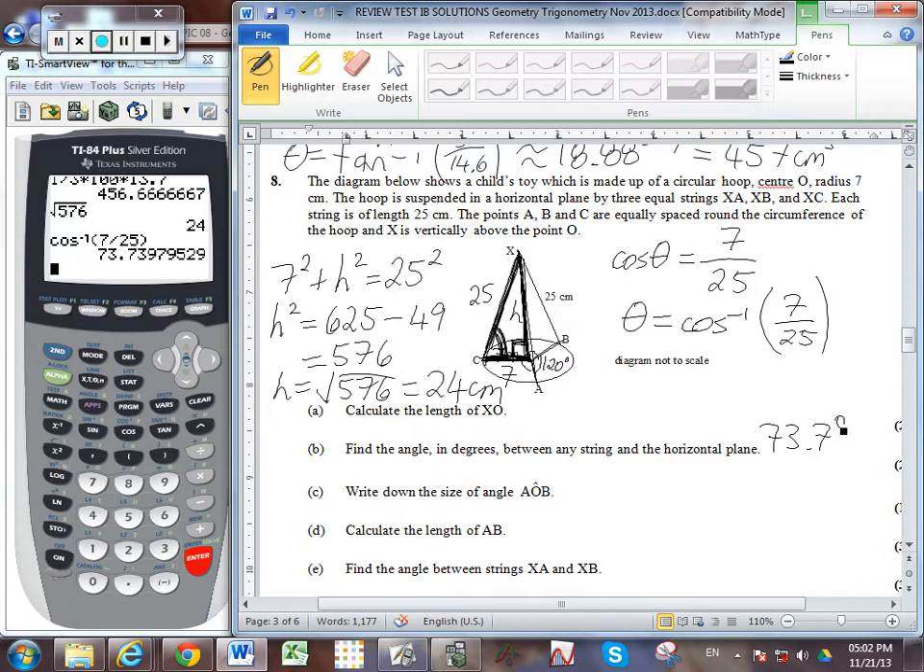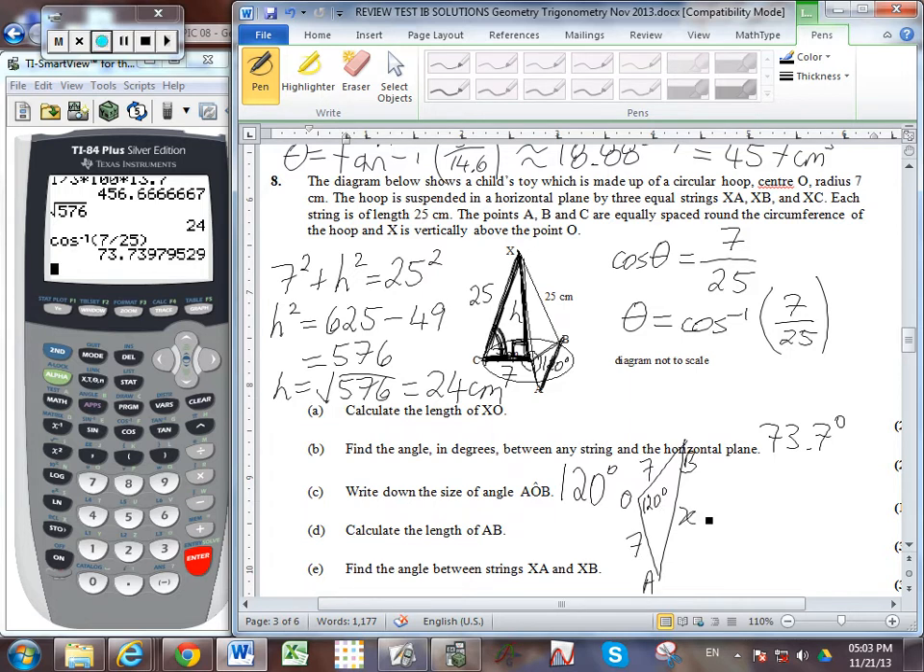Alright then, part C, write down the size of angle AOB. Oh, I've already done that. It's 120 degrees. Fine. Now calculate the length of AB. This length right here. I'm going to draw this triangle a little bit bigger. Okay, so right now I've got A, this is O to A, O to B, and that's a 120 degree angle, and we know that the radius is 7, so we've got 7 and 7, and we need to find now the length of AB.